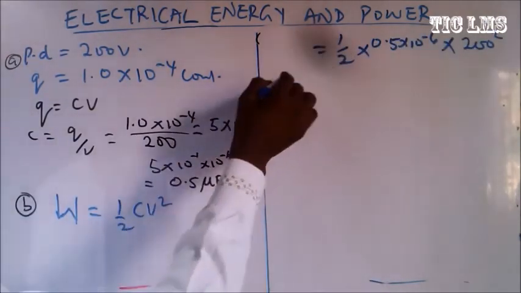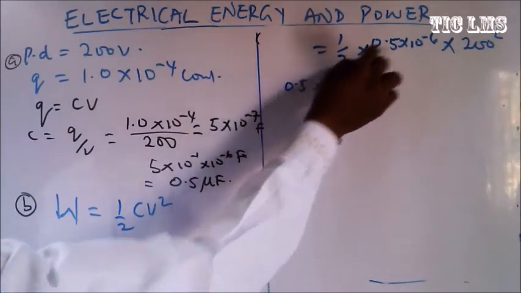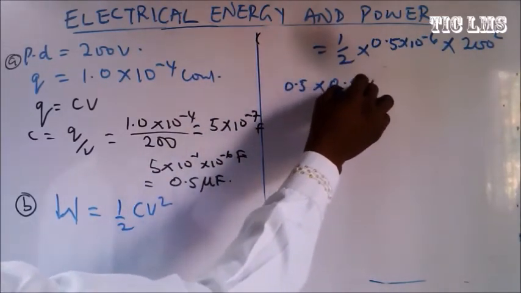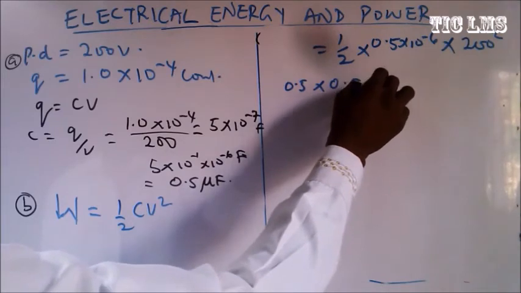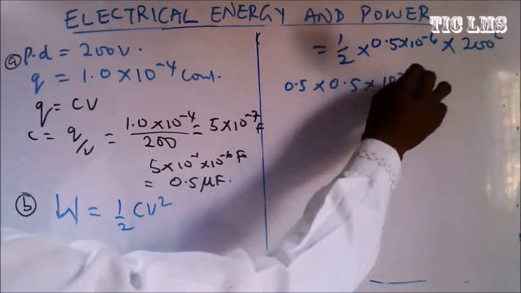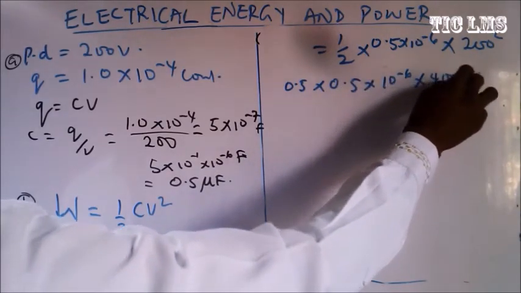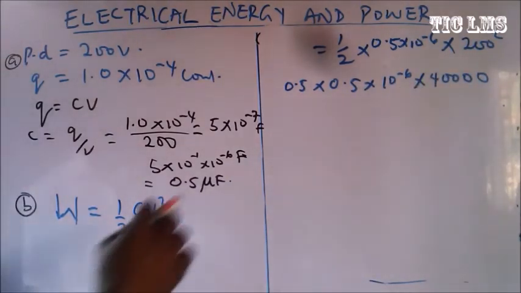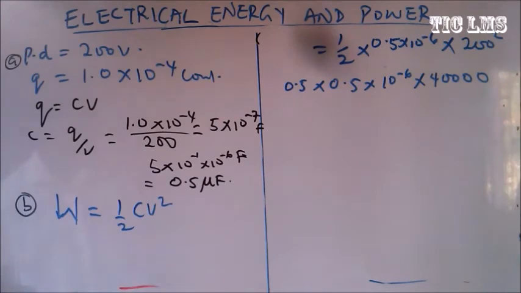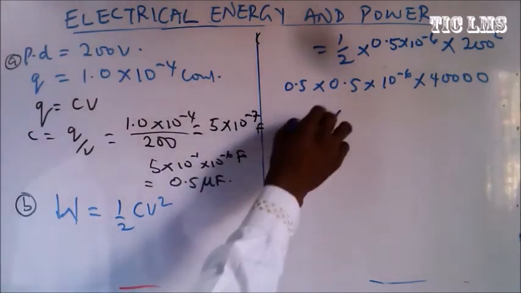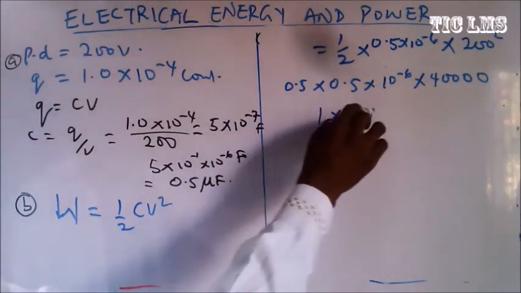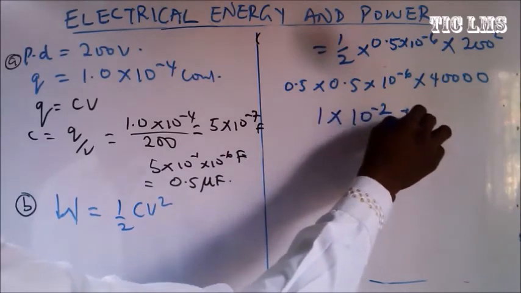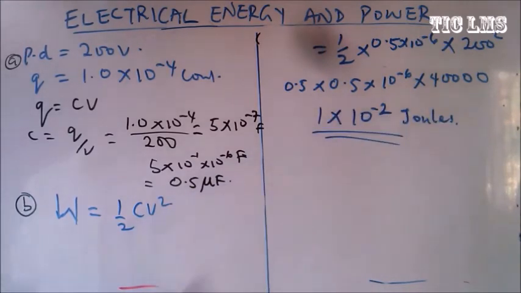So 1 over 2 is the same as 0.5, times 0.5 times 10 raised to the power minus 6, times 200 squared. That is 40,000. Now when we multiply all this, we will end up having 1 times 10 to the power of minus 2 joules. So that is the energy stored in the capacitor.